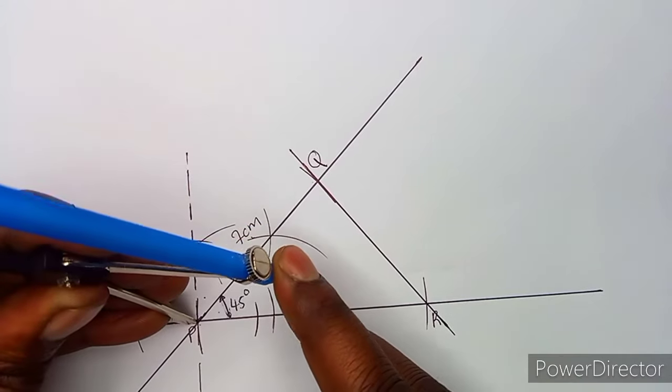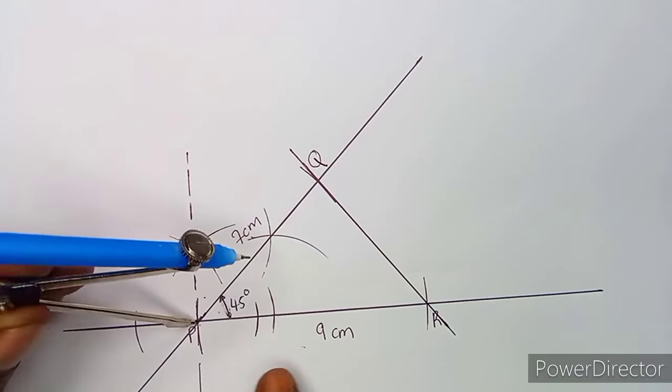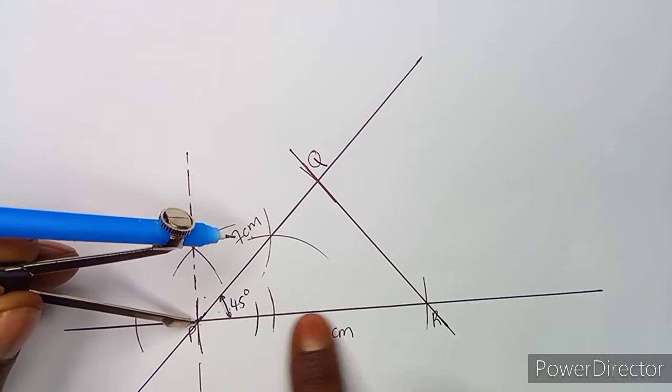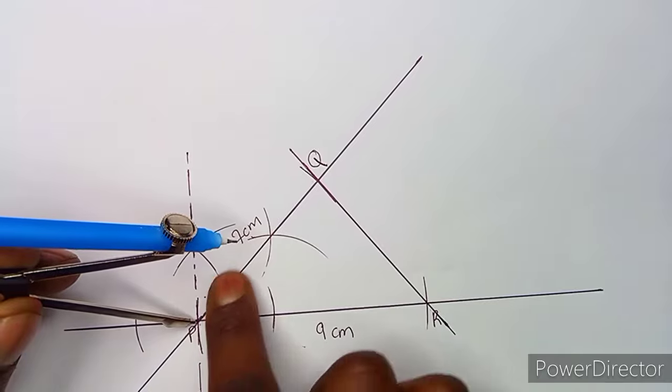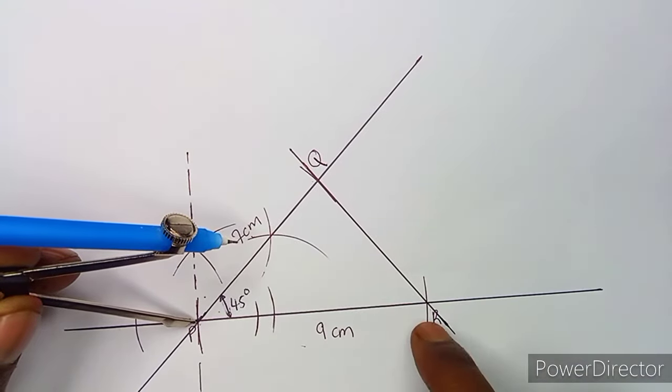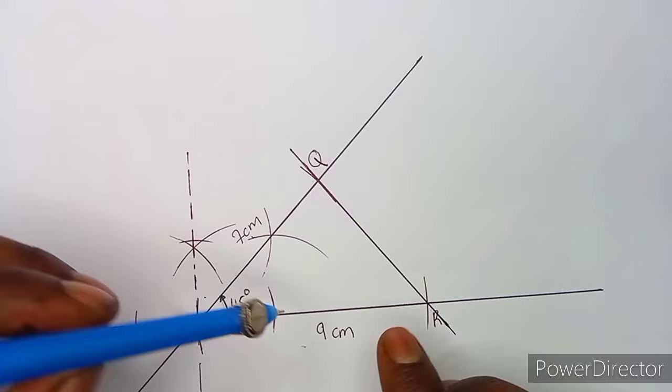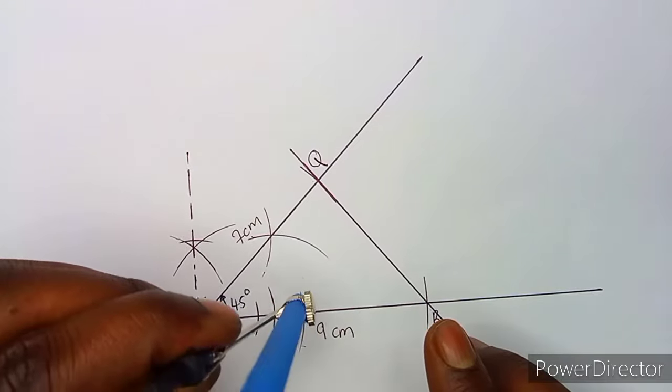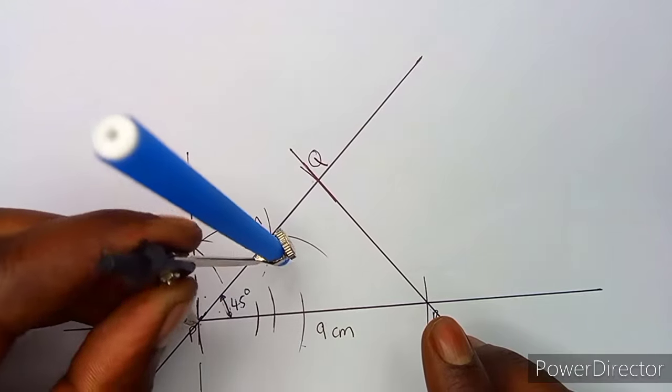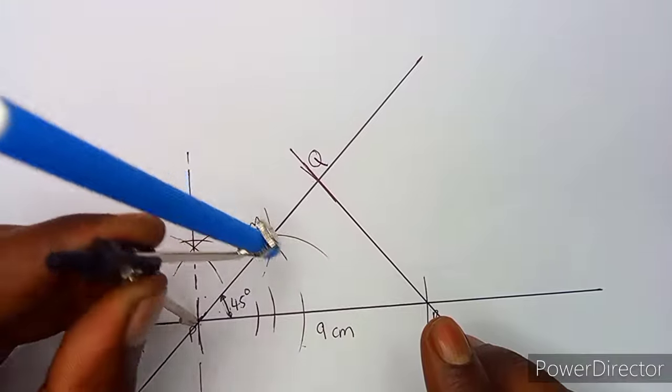You're going to mark arcs from the lines which are creating 45 degrees. So this is the line PR and PQ. That is where your arcs are supposed to be, because these are the lines that are creating 45. So you mark an arc on PR and another arc on line PQ, like this.